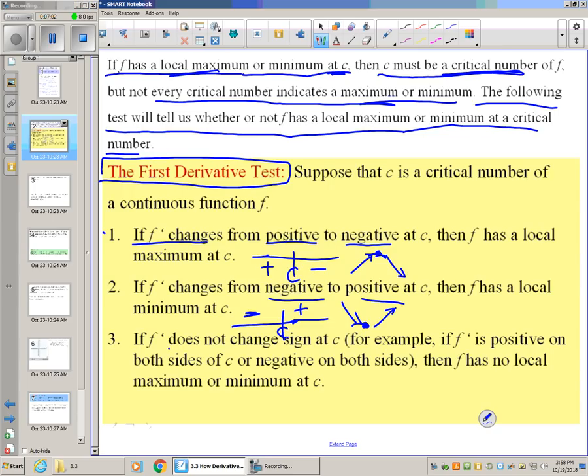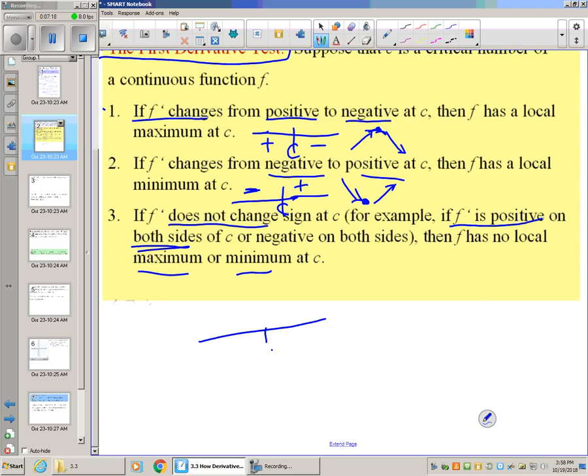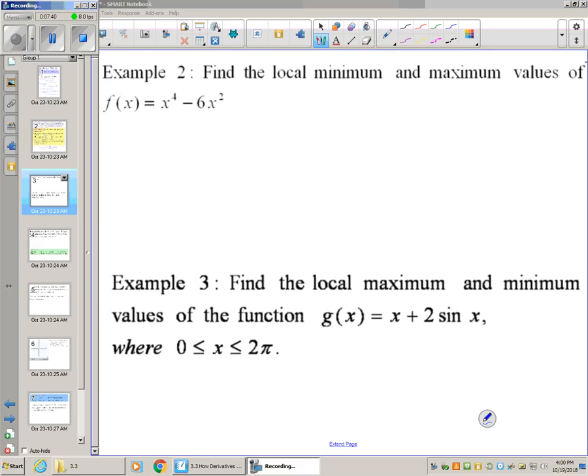But if f prime does not change signs at c, for example, if f prime is positive on the left and positive on the right, or negative on both sides, then f has no local maximum or minimum. Okay? So the sign line will look something like this. Here's our critical point. We would have a positive slope on one side of it and a positive slope on the other side. So in this case, we would have no max and no min. So the first derivative test allows us to decide if we have a maximum value or a minimum value at c.